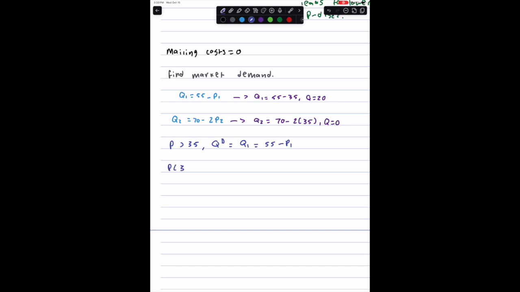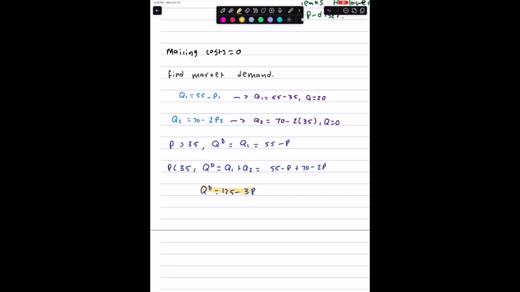Well, if the price is lower than 35, the market demand is both of the individual markets added together. Market demand is equal to the first market plus the second market, which is equal to 55 minus P1 plus 70 minus 2P2. Market demand is equal to 125 minus 3P. And we're going to get rid of these P1, these little subscripts, because we're looking for market demand.